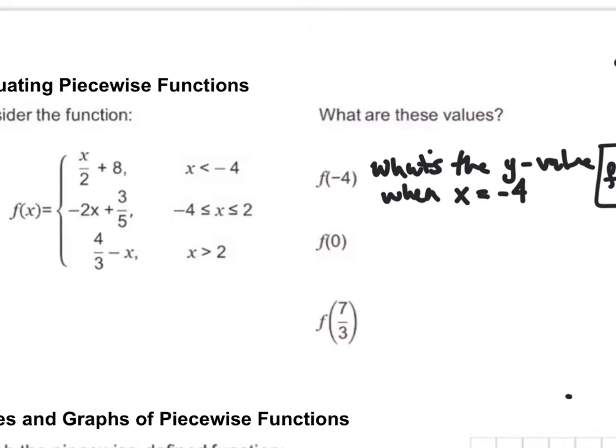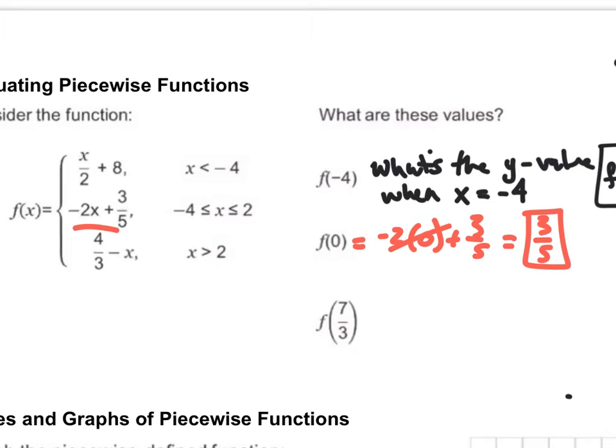Now on the next one, f(0). Again, what's the y value when x is 0? Plug 0 into one of these functions, but where does that exist in our domain? Is 0 less than -4? No. Is 0 in between -4 and 2? Yes. So I'd plug 0 into this function, which gives me -2 times 0 plus 3/5. -2 times 0 is just 0, so we get the value of 3/5. That's what f(0) is equal to.